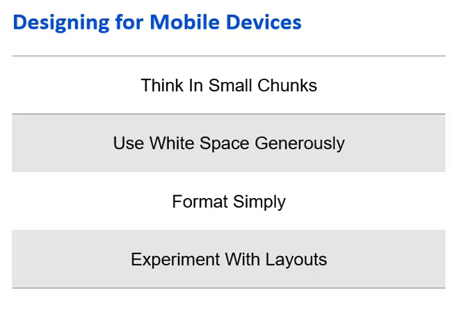Use white space generously, which means spacing between paragraphs. If you know the person's going to read it on the phone, you put spacing between paragraphs. That really drives home the idea that this is a new thought. Format simply. The more complex you make it, the harder it's going to be to read on a phone when it's a very, very small screen. And experiment with different layouts in terms of how they work and how mobile friendly they are. Those are all important things to determine.